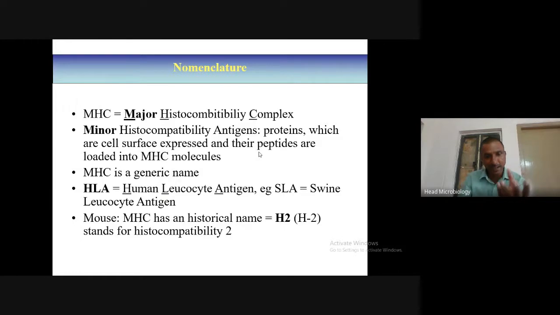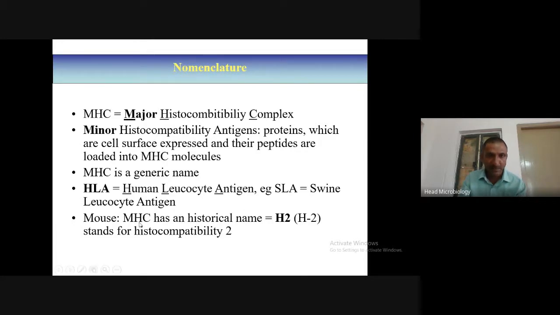HLA is a human leukocyte antigen, called as HLA. The same MHC also has one of the generic names. HLA is a human leukocyte antigen. For example, SLA is the swine leukocyte antigen.